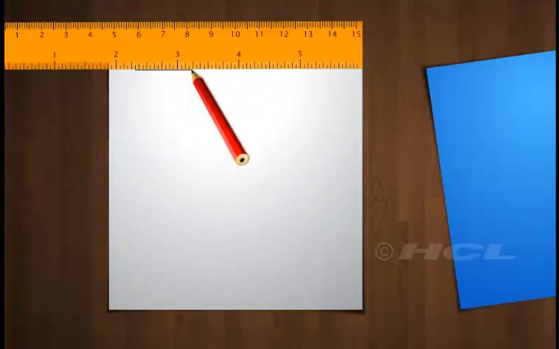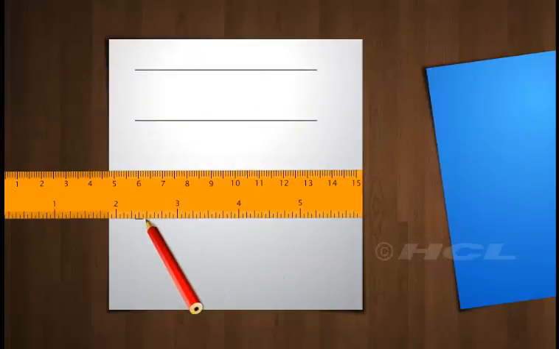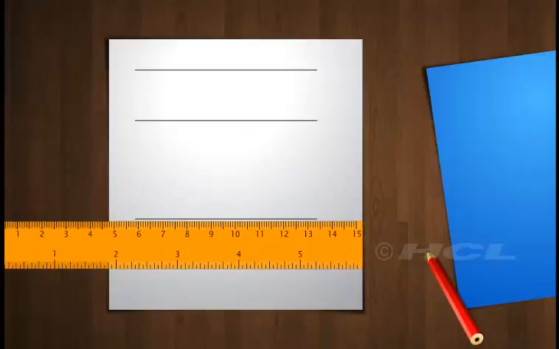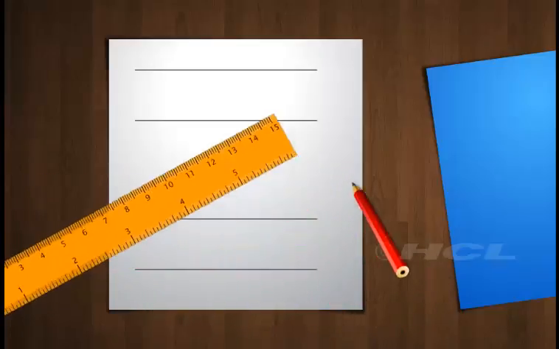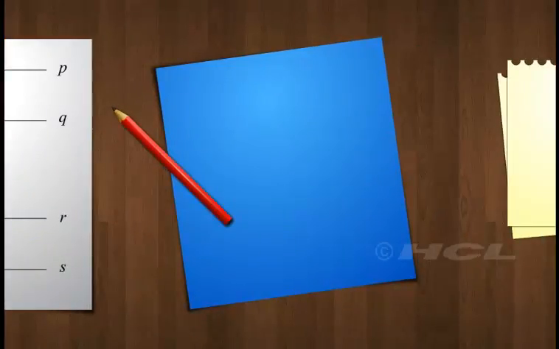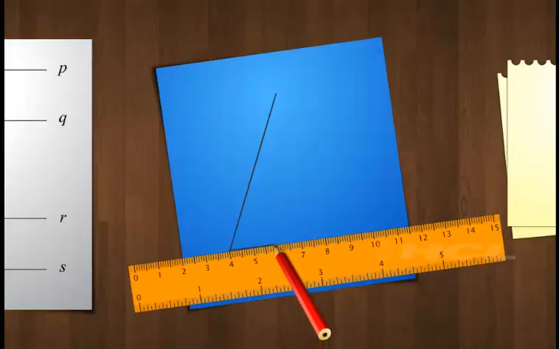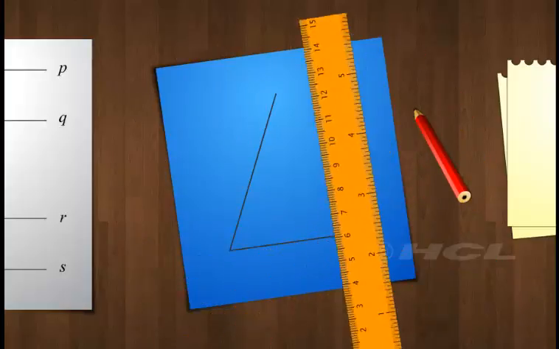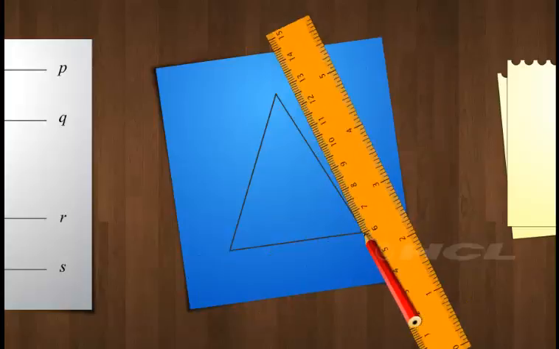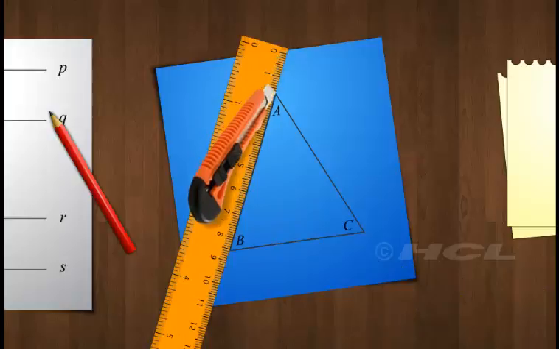Let's draw parallel lines P, Q, R and S. Now draw a triangle ABC. Next, cut out this triangle.